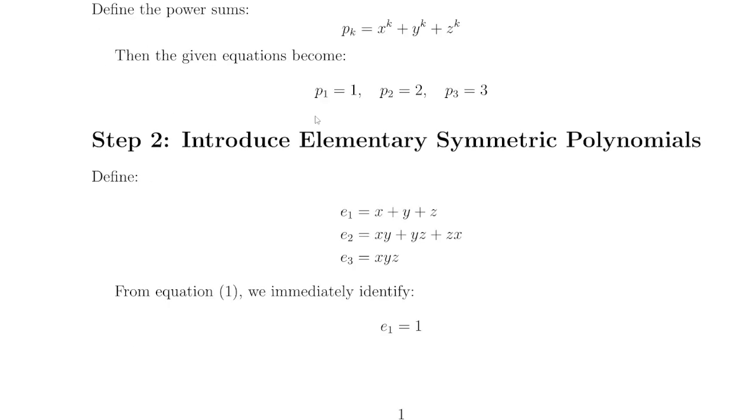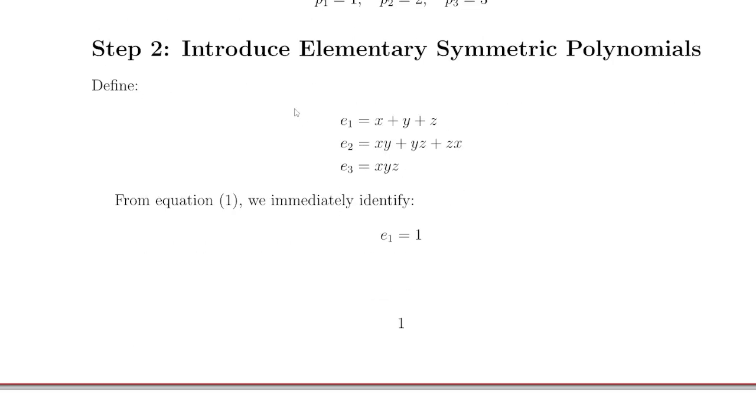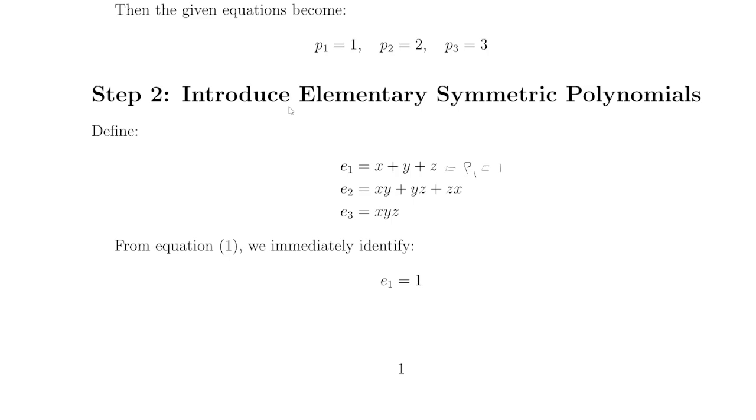To do that, we're going to introduce elementary symmetric polynomials. So E1 is defined to be x plus y plus z, E2 is xy plus yz plus zx, and E3 is x times y times z. This first one is P1, which was given to us as 1. So that's this line right here.